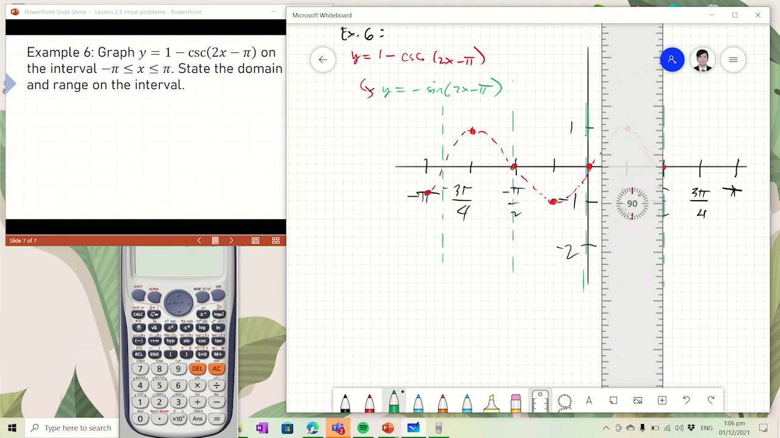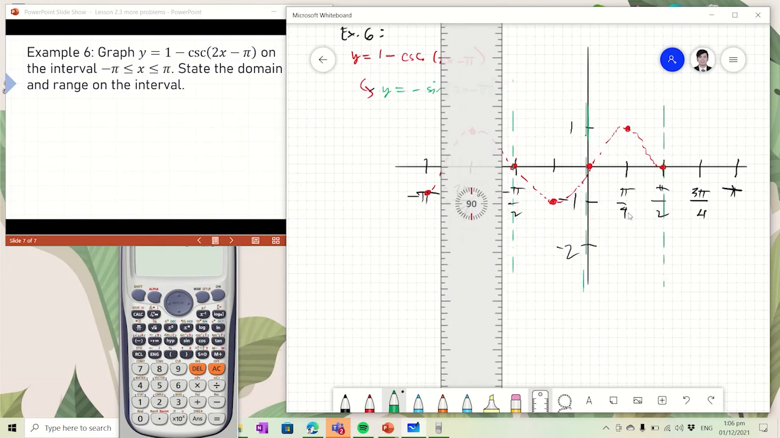So, kailangan pa natin siya tapusin kasi hindi pa naman siya tapos. Follow lang natin yung pattern. So, 3 pi over 4 would be negative 2. Then, finally, pi. Then, kung positive, pataas. Kung negative, pababa.